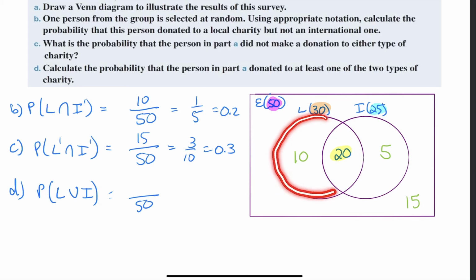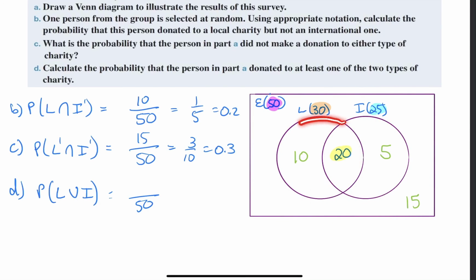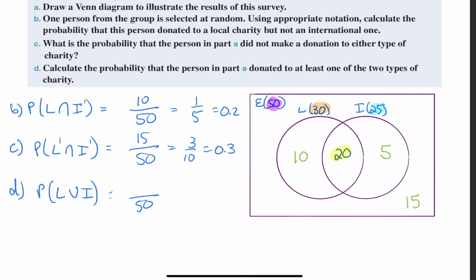It's anything they say at least. If they said only one, then it would have been those. But because they say at least any one of them, it's all of them that's in that bracket, and that will give us 35. 35 out of 50, and if I simplify that, equals 7 out of 10, divided by 5, and that is 0.7.